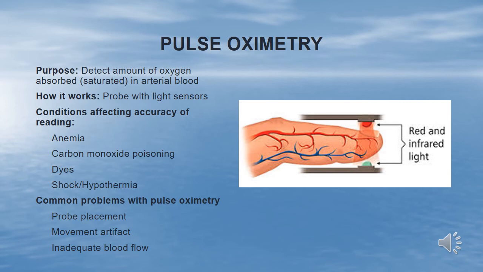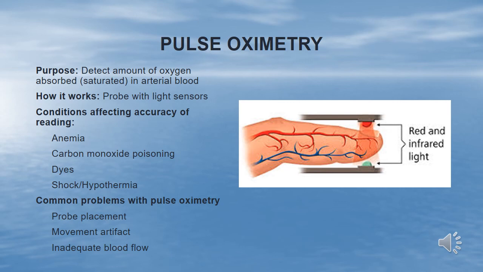Measurements taken from pulse oximetry are written SpO2. Readings vary, but normal readings range from 94 to 100%. In most patients, readings below 90 to 92% are cause for concern.